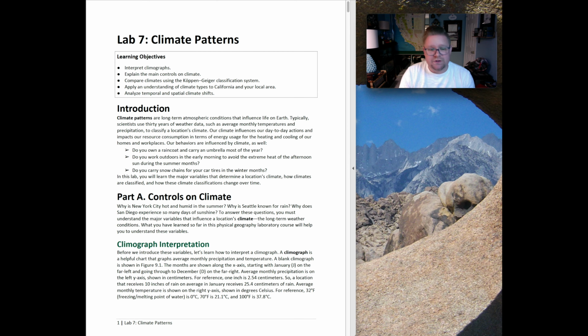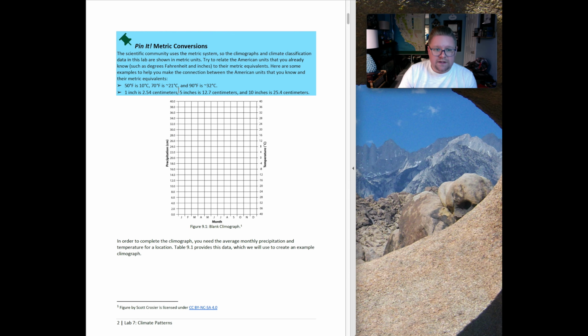So the first thing that we can do is we can learn to interpret a climograph. A climograph is essentially a climate graph of long-term data. So if I move on to this next page here, we can see that it says pin it. Here is a blank climate graph.